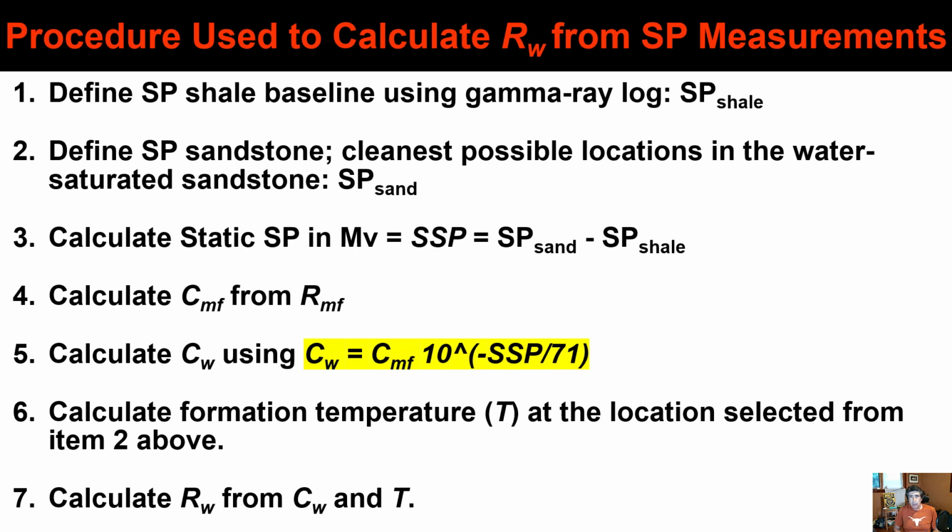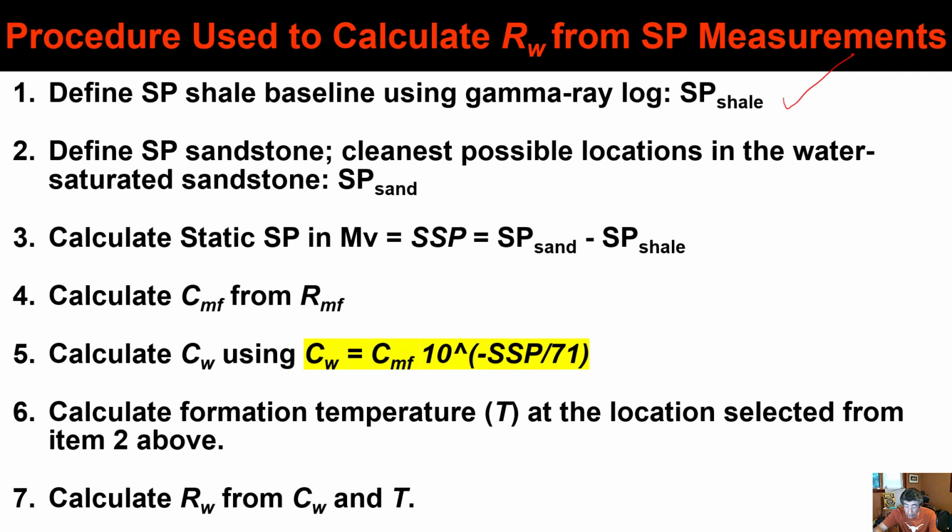Now, to calculate RW from SP measurements, we have to follow a very simple path. Notice that we're never going to use porosity here. We're going to have an example of this. First of all, we need to define the shale baseline, which is paramount. The value of the SP at the shale baseline is very important because all the calculations are based on that.